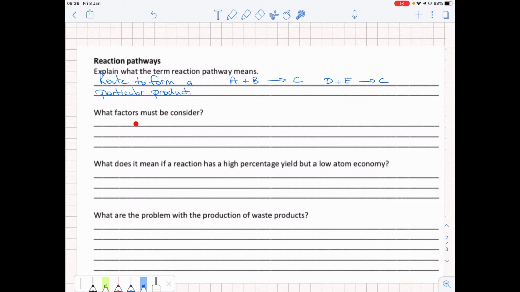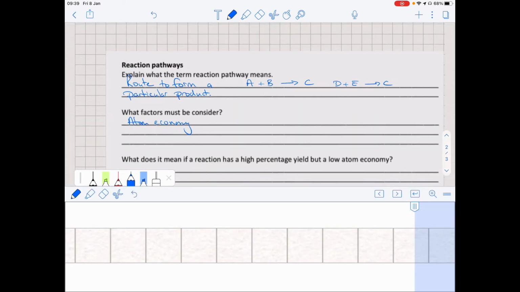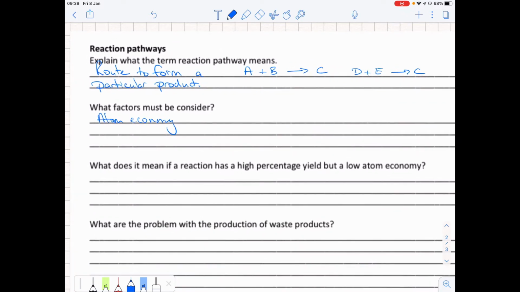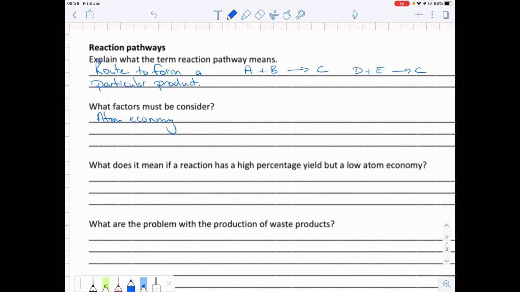So the factors that we have to consider are linked to a lot of the learning that we have completed previously. One of the factors we look at is the atom economy for a reaction. Remember, that is looking at the amount of the reactants that ends up in the desired product. And obviously we want as much of the reactants to end up in that desired product, and that way we are limiting our waste and being more efficient.